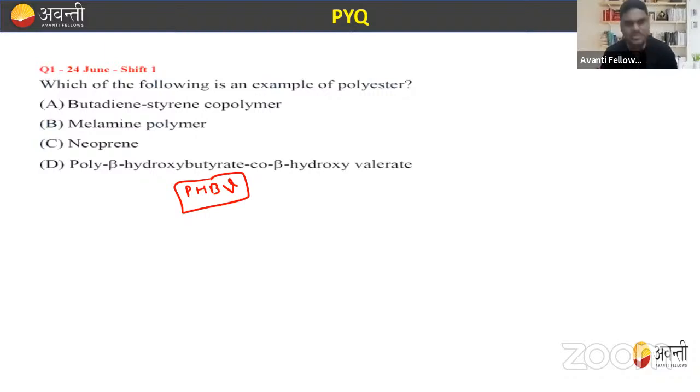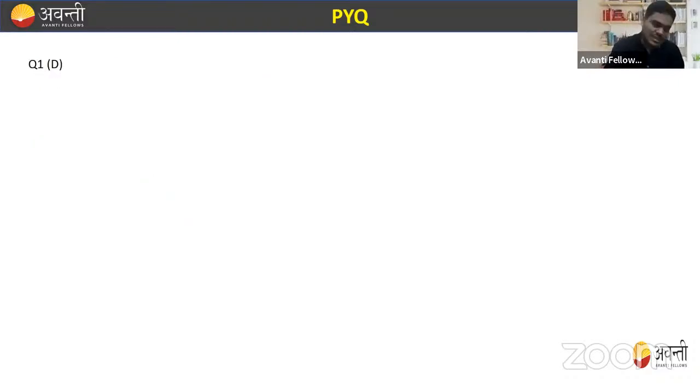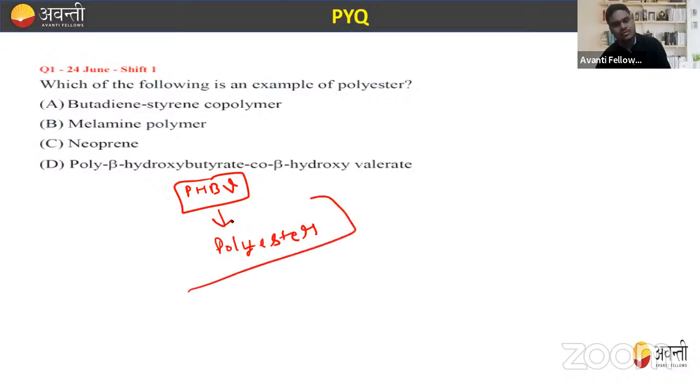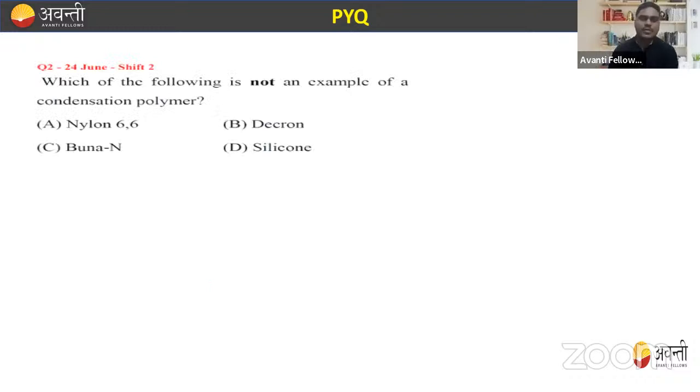So out of these four options, which of the following is an example of polyester? You have to identify the example of polyester. That is nothing but PHBV. So poly beta hydroxybutyrate co beta hydroxyvalerate, that is PHBV, belongs to the class of polyester, right? So they belong to the class of polyester polymer. Okay, I hope there is no problem in this.